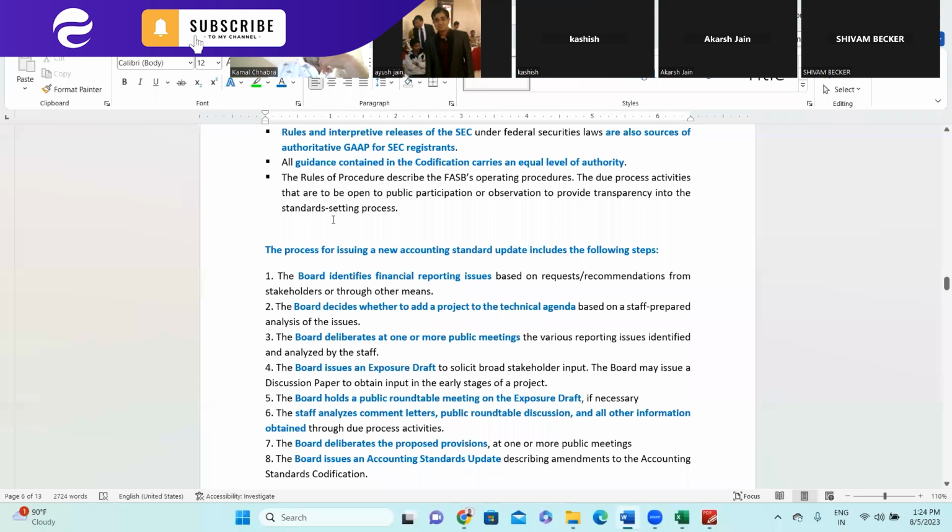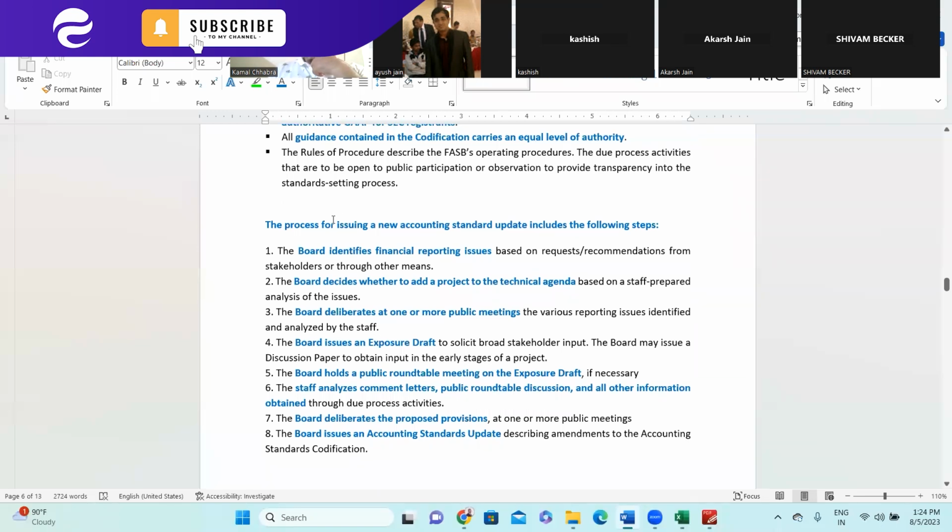All guidance contained in the codification carry an equal level of authority. So you cannot say like one guidance is important and another guidance is not important. All the guidance are equally important.